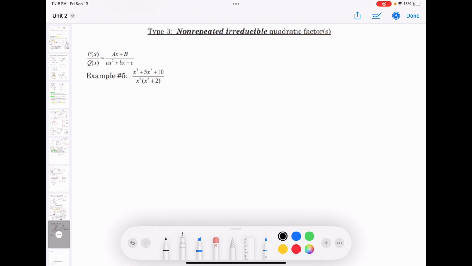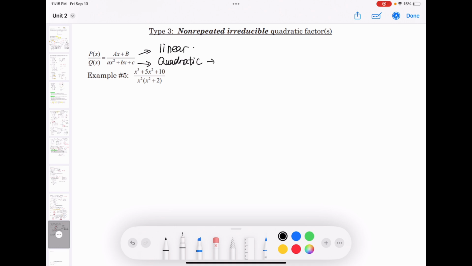Let's see type 3, non-repeated irreducible quadratic factors. So if the denominator of our rational expression, the bottom, has a quadratic, irreducible part, for example, the denominator here is a quadratic, and the top must be linear. So the denominator cannot be factored.